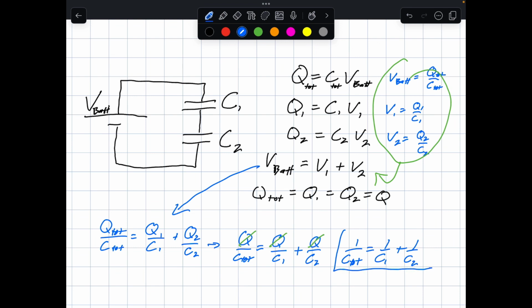And so that's the formula now. When I have capacitors that are in series, the way that I find the equivalent capacitance is I do what I call the flip-add-flip rule. You have to add up the reciprocals and then take the reciprocal of that.